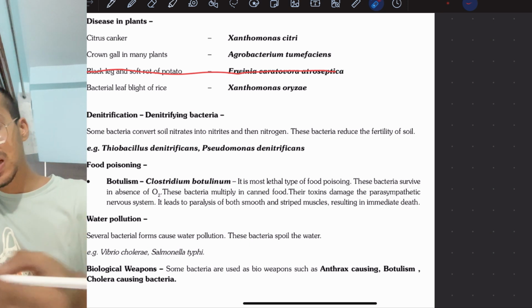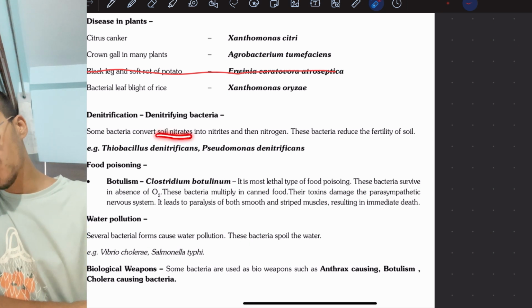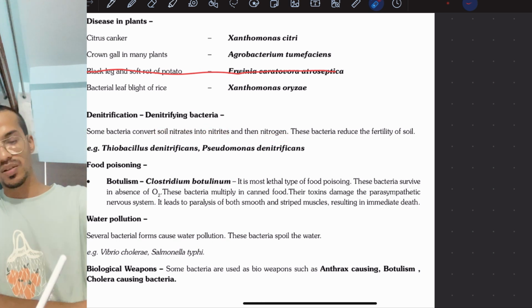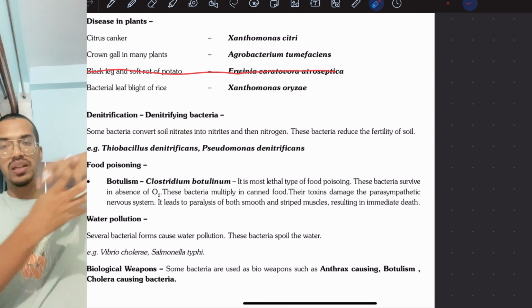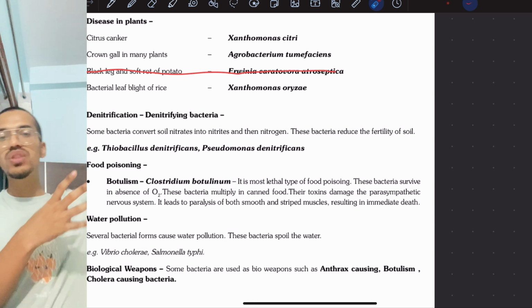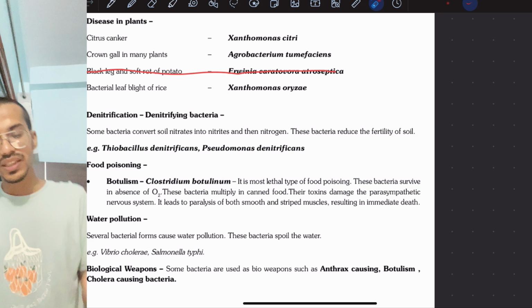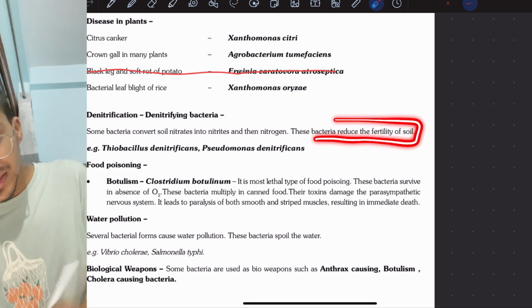So those bacteria will convert the soil nitrates into nitrites and nitrogen. And nitrogen, if it is in the form of gas, will leave the soil and go into the air. Right? So this reduces the fertility of the soil.